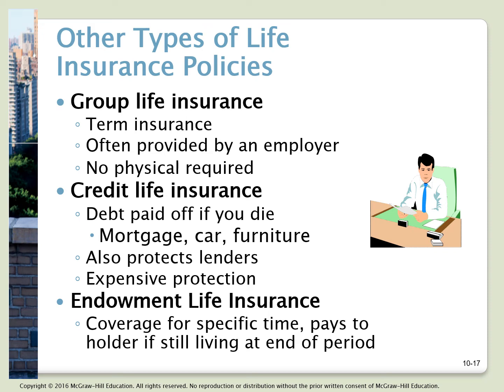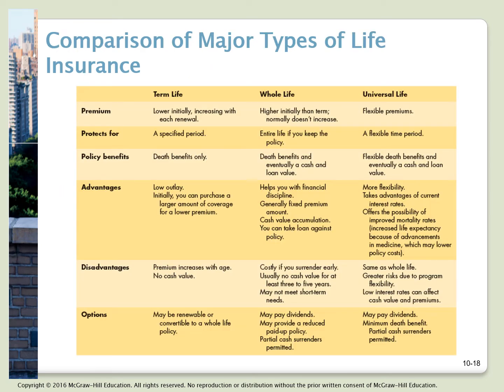Endowment life insurance, coverage for a specific time, pays to the holder if still living at the end of the period. So again, it's setting aside life insurance, and if you reach that golden age, you can start collecting at that time. It pays to the holder if still living at the end of this period. It may be set up for age 75 or something along those lines.